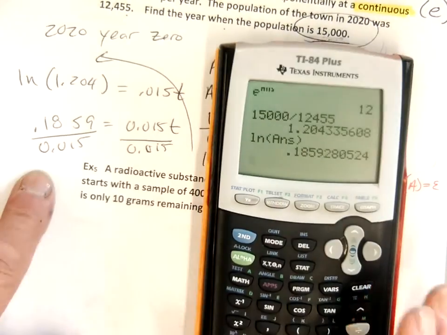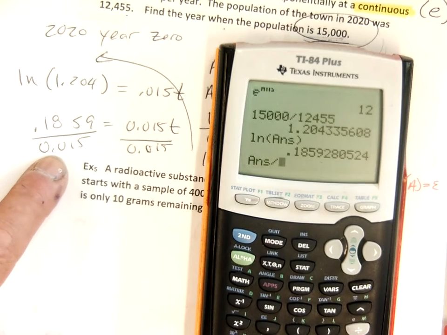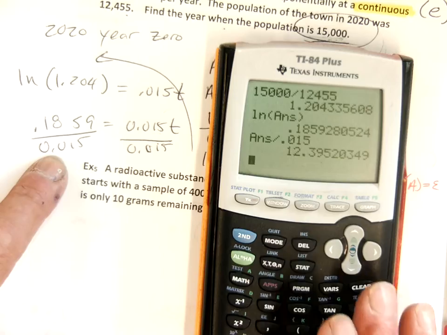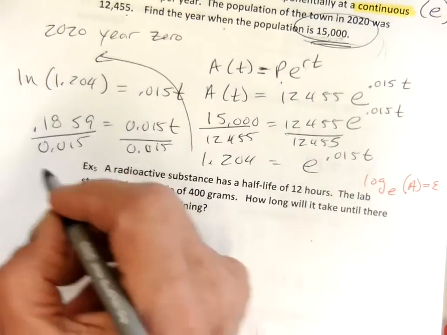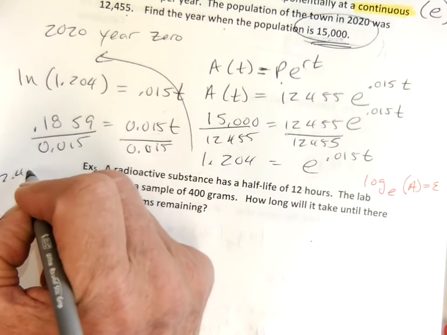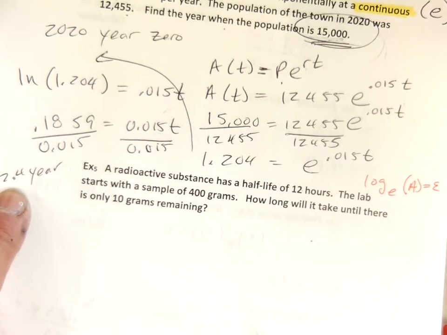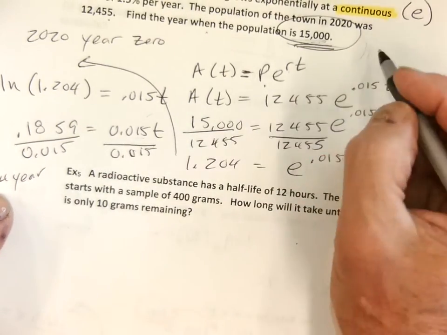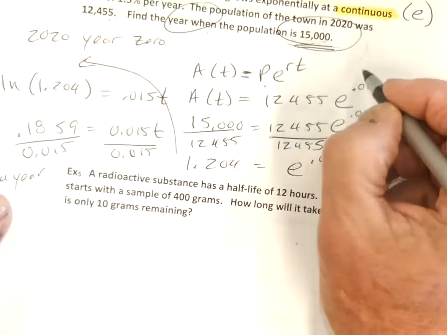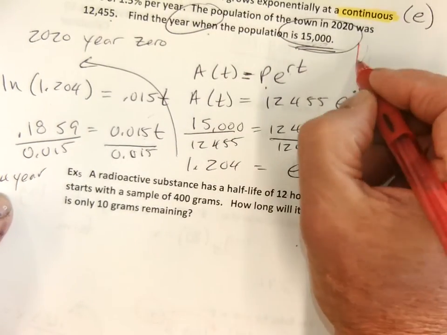0.015, and again, I've got everything in my calculator to help me with accuracy, 0.015. And I get an answer of about 12.4, and that's in terms of years, right? So it would be somewhere in 2032, wouldn't it? So what year?